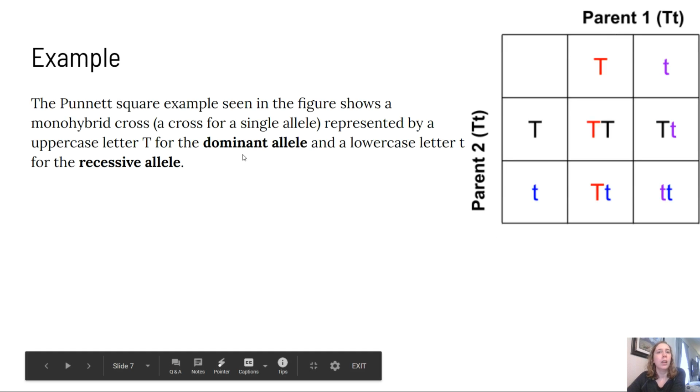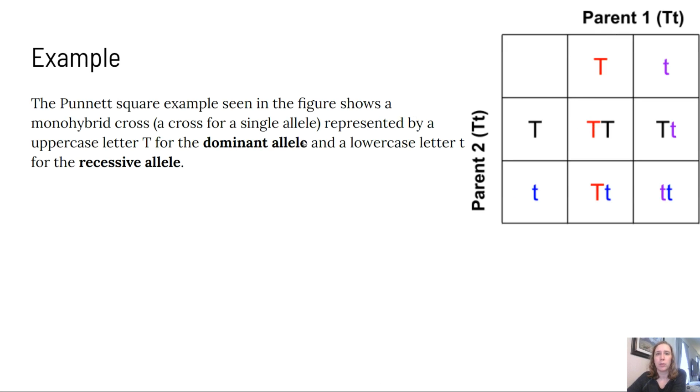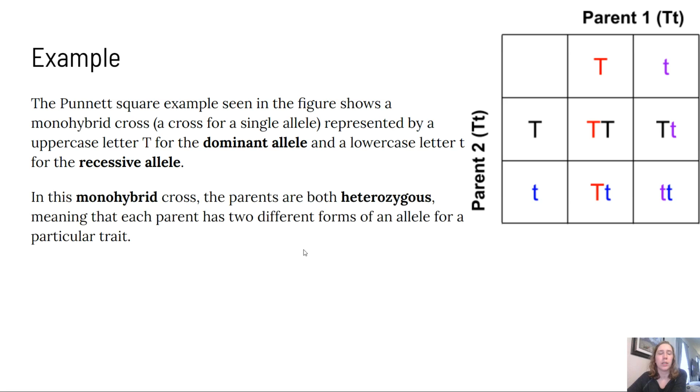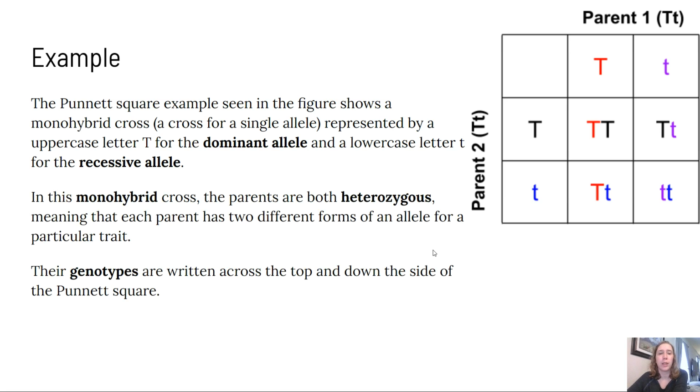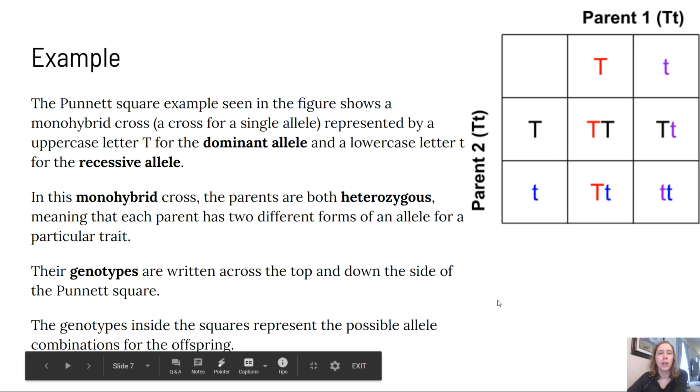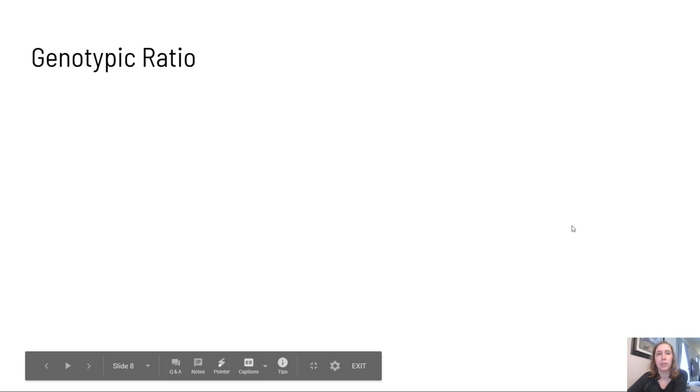Here in the figure, we're showing a monohybrid cross. It's a cross for a single allele. It's represented by uppercase letter T, our dominant allele, and lowercase t, the recessive allele. In this monohybrid cross, the parents are both heterozygous, like we talked about. Each parent has two different forms of an allele for that trait. Their genotypes are written across the top and down the side, and then we combine them. The genotypes inside the squares represent possible allele combinations for the offspring.